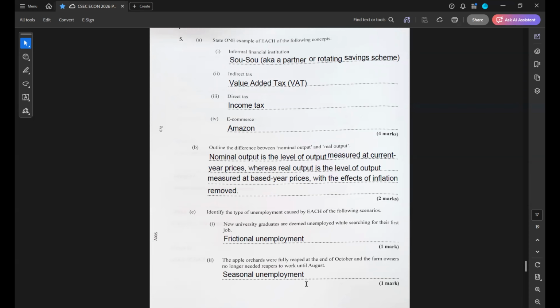So if they are newly graduates who are deemed unemployed or searching for their first job, we're going to call it frictional unemployment, right? Frictional unemployment. The apple orchards were fully reaped at the end of August, and the farm owners no longer needed reapers to work until August. So that's seasonal unemployment.